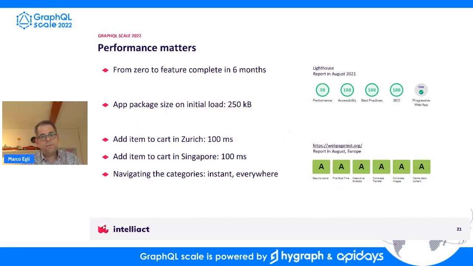In this case, from the first workshop to feature complete took about 6 months. The app package size on initial load is just about 250K, and adding items to cart is the same all over the world, because we rely on a headless commerce system with nodes all over the world. The same is true for product detail pages, whereas HiGraph CMS has read nodes all over the world, where products can be displayed at insane speed all over the world.